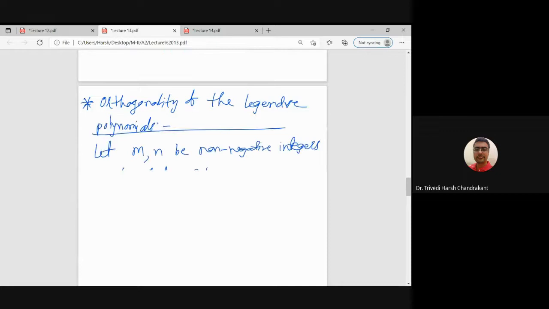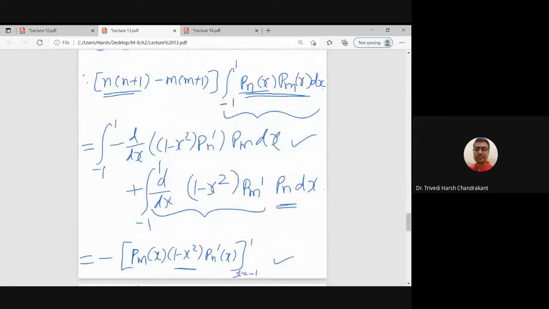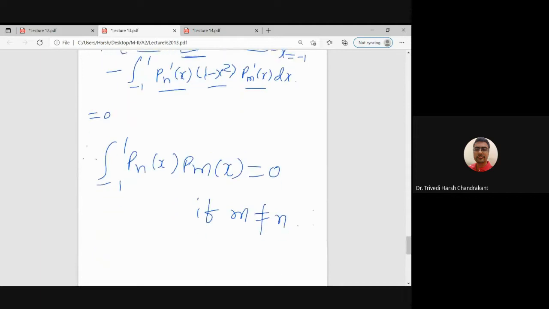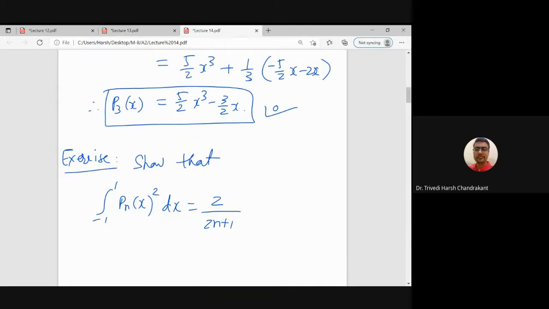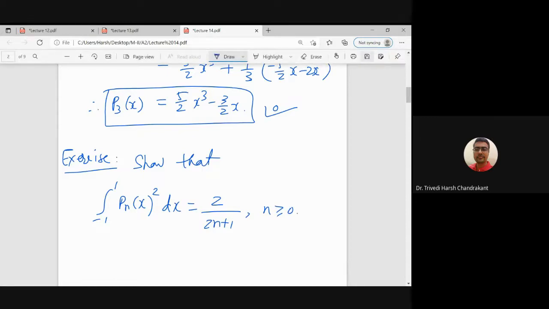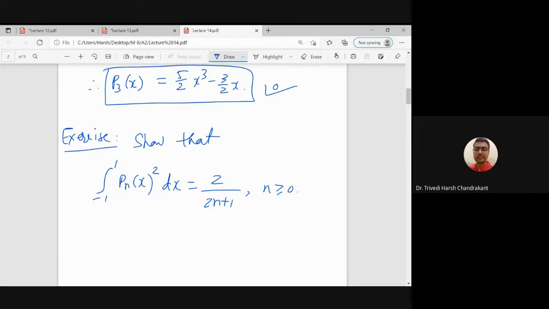So we have checked the orthogonality. For orthogonality, we proved that the inner product of Pn with Pm is 0. So if you take m equals n, we get the inner product of Pn with Pn to be the integral of Pn squared. Right, so that integral will turn out to be this for every non-negative integer. You can first check for n equals 0, 1, 2, but we want to prove this for general n.